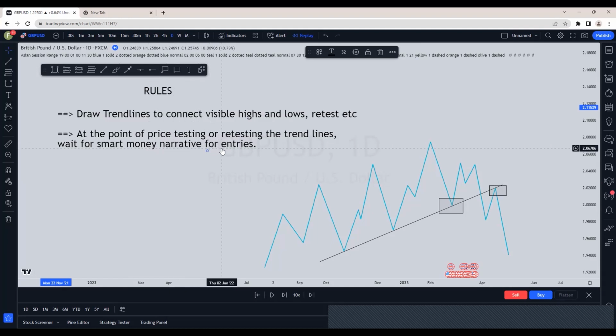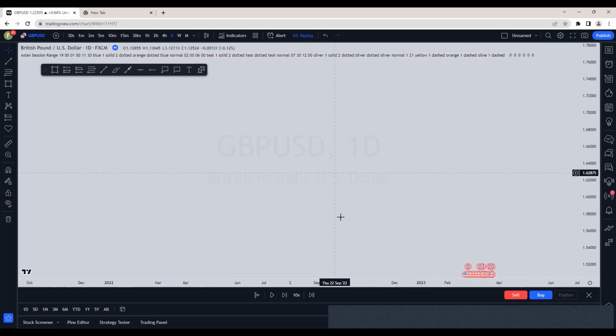So I'm going to be showing you some trades that I took on GBP USD, and I perfectly connected very visible trend lines that confluence with smart money strategy, and it gave me a very massive and explosive trade. So without wasting much time, let's get into the charts to see 1 or 2 very nice setups from this strategy, trend line and smart money strategy. Okay, so let's move into the charts.